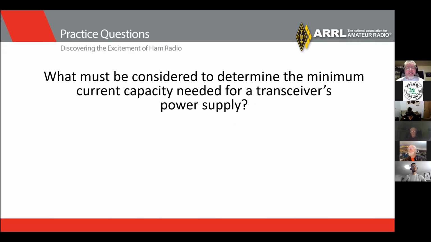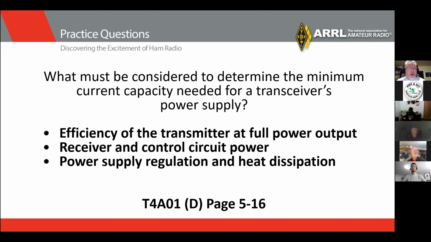What must be considered to determine the minimum current capability needed for a transceiver's power supply? You would want to, all of the above, check the efficiency of the transmitter at full power output, check the receiver and control circuit power, and the power supply regulation and its heat dissipation.